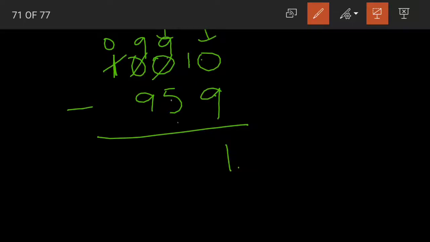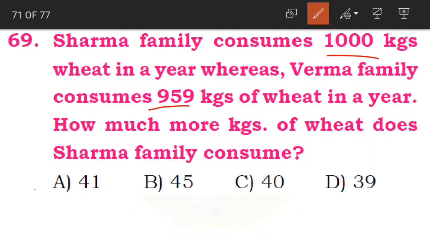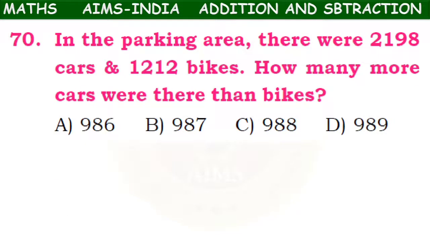Tens place, 9 minus 5. Keep 5 in mind. After 5 you have 6, 7, 8, 9, 4. So 9 minus 5 is 4. Now in the hundreds place, 9 minus 9. Yes, children, when we subtract a number from itself, what will be the answer? 0. Now again here also 0. What is the final answer? 41. So which option? Option A. Sharma family consumes 41 more kgs of wheat.